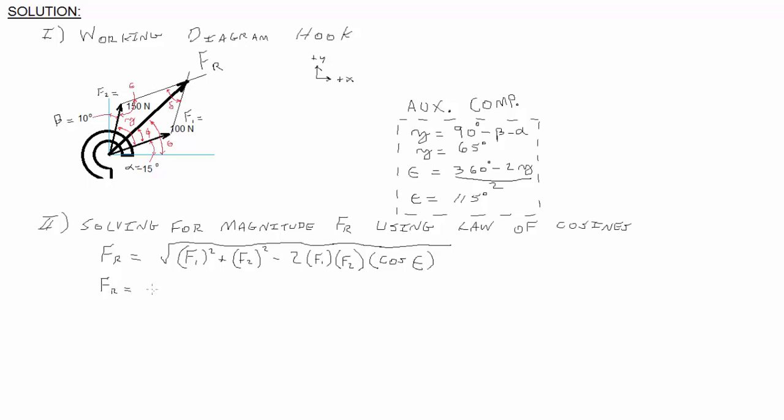Now I'll rewrite that same equation with our numbers. You need to make sure that you include units in your equation and that you correctly include parentheses. So F1 is 100 newtons. 100 newtons squared is very different from 100 square newtons. Plus 150 newtons squared minus 2 times 100 newtons times 150 newtons times the cosine of 115 degrees.